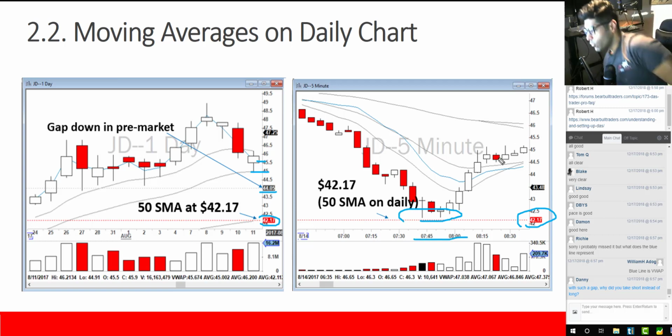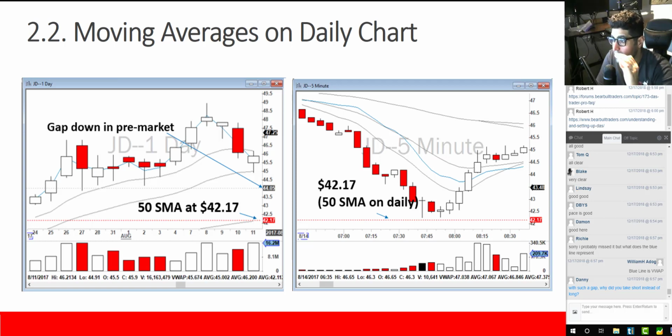So someone might say, okay, why didn't it hit this 42.17? The answer to that is because, again, these are potential support at the area. They're not really down to the penny.